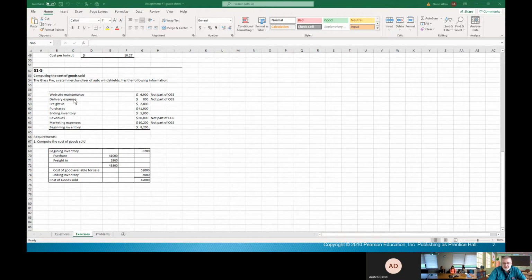But freight in we talked about was, and purchases was. Our ending inventory, if we have it in inventory, whether it's ending inventory or beginning inventory, it's all part of the calculation. Revenues is never going to be part of the cost. Revenues is the money you brought in. And marketing expense, again, it's a cost and expense that we have to account for, but it's not part of our cost of goods sold. And the beginning, you guys got it all right, okay?